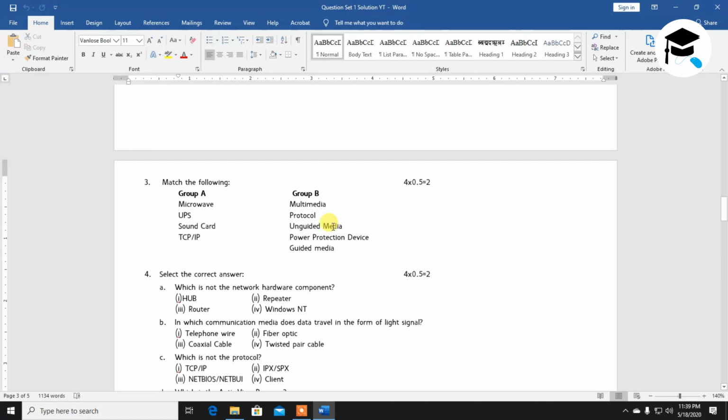If it is unguided, then it is wireless. If you ever remember the term microwave, then you need to understand it's wireless. In case of wireless, it's unguided. In this way you can match it. Okay, similarly here.